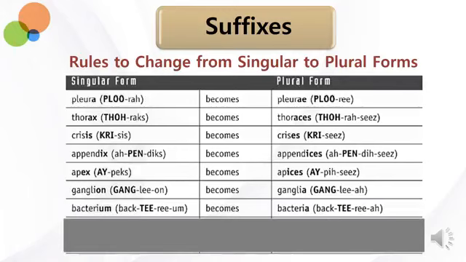The next rule is when the singular form ends with um, as in the case of bacterium, one single bacterium. To make it plural, I remove the um and replace it with ia. It became bacteria.